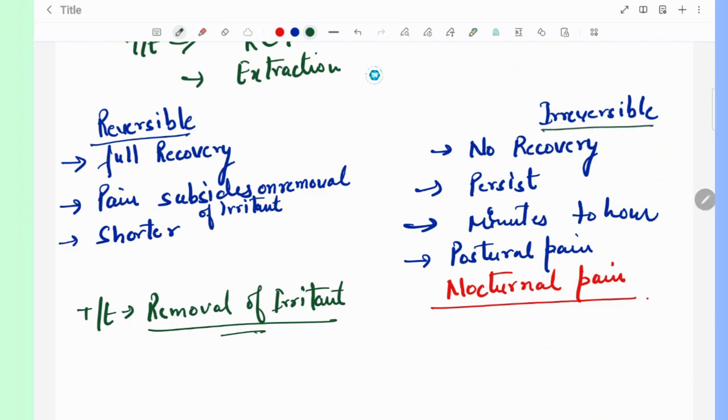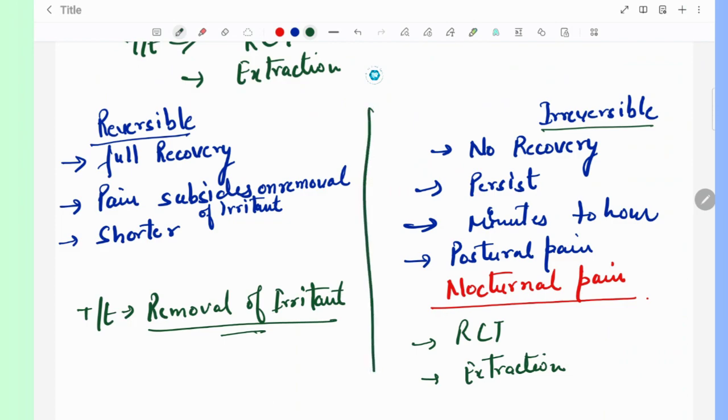While in the irreversible pulpitis, even if we remove the stimuli or the irritant, the pulp is significantly damaged and it will not be reversed. So in that case, if we can save the tooth, then we'll go for the RCT, that is a root canal treatment. And if we cannot save the tooth, that it is grossly decayed or the periodontal health isn't good, then we'll go for the extraction. So this summarizes the difference between the reversible and the irreversible pulpitis.